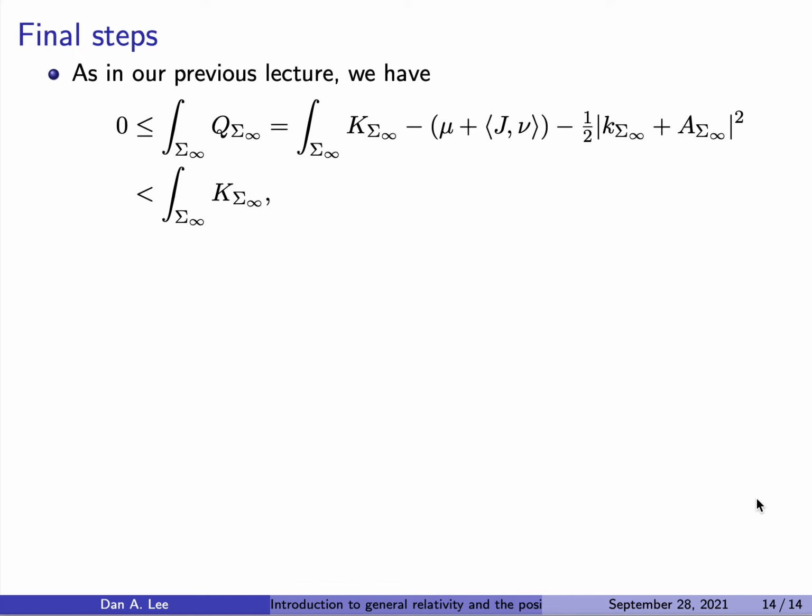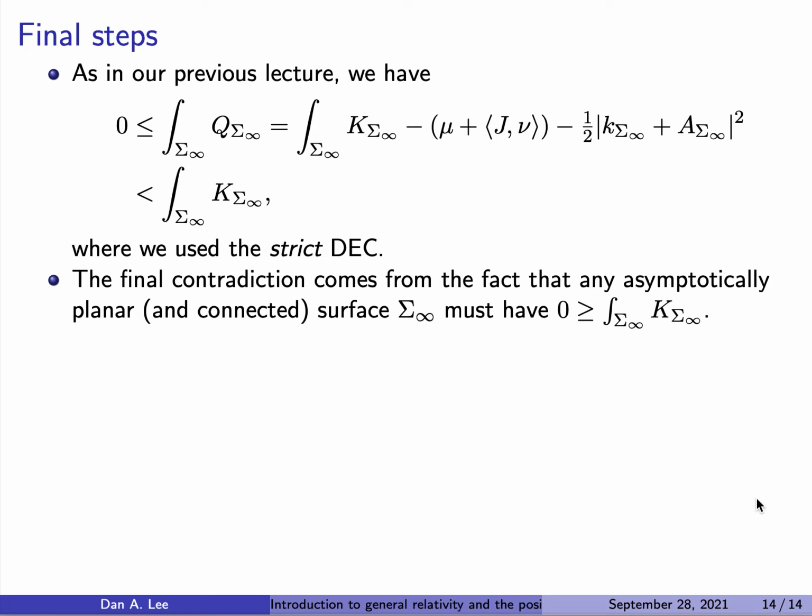Okay, so with that digression out of the way, how do we finish this off? This is just like in the previous lecture. So once we have 0 less than or equal to q, remember what q is: the definition of q is Gauss curvature minus some terms that correspond to the DEC minus something that has a sign. Now is actually where we use the strict DEC, because we want a strict inequality here. Having the strict DEC is what tells us this is strictly less than the integral of k. And now the final contradiction comes from the fact that any asymptotically planar and connected surface sigma must have 0 greater than or equal to integral k.